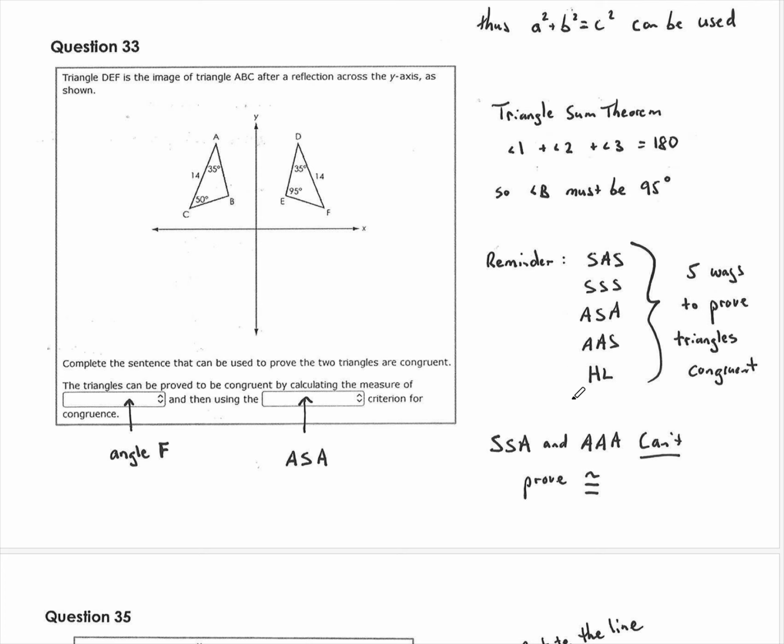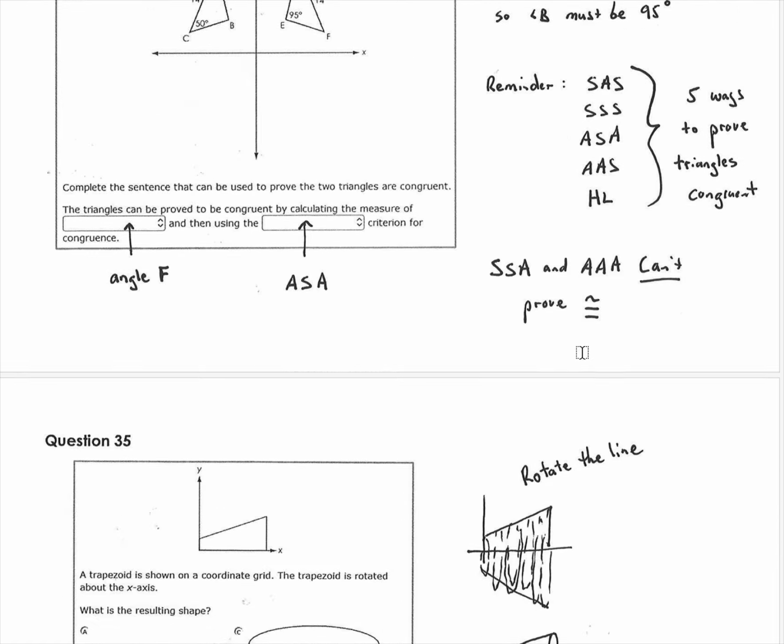This is a reminder. These are the 5 ways to prove triangles are congruent: side, angle, side; side, side, side; angle, side, angle; angle, angle, side; and hypotenuse, leg. If you have any of those 5 for 2 separate triangles, that's enough to know the triangles are congruent. Reminder, side, side, angle and angle, angle, angle cannot prove congruence. Angle, angle, angle, actually just angle, angle, proves similarity. 2 triangles are similar if you have 2 angles that are the same, because of course then the third angle has to be the same, but they can't prove congruence.